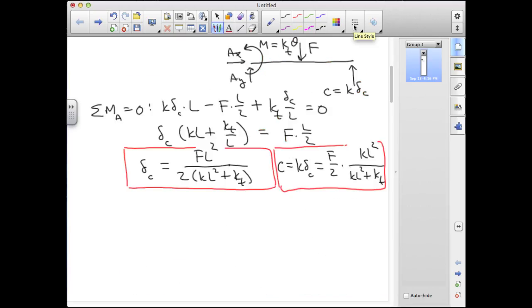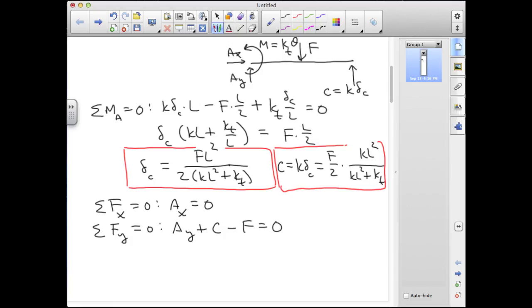We can then use force equilibrium to get the remaining components. The equation in X is trivial. We're just going to get that AX is equal to 0. And in Y, we're going to end up with AY plus C minus F equals 0. So having C now, we can rearrange this for AY and show that AY is equal to F over 2 times KL squared plus 2 KT over KL squared plus KT.